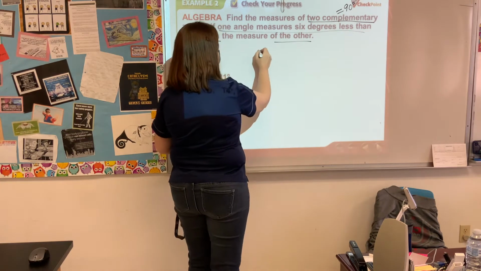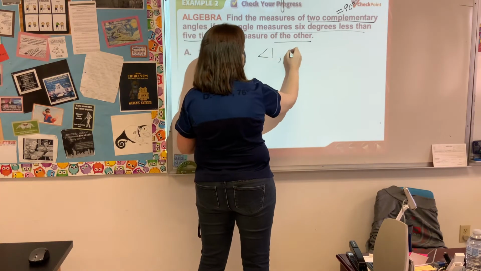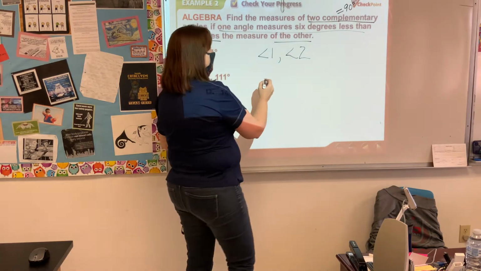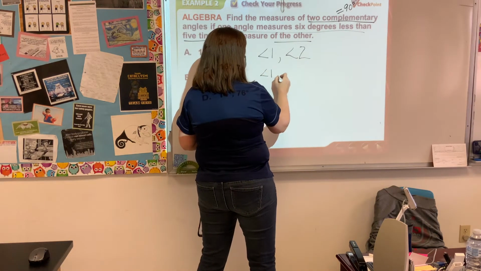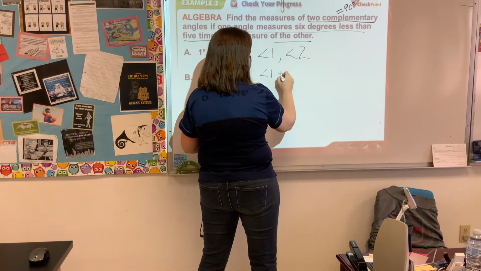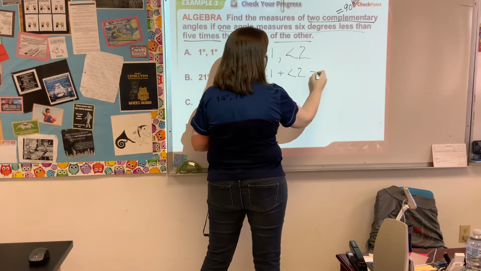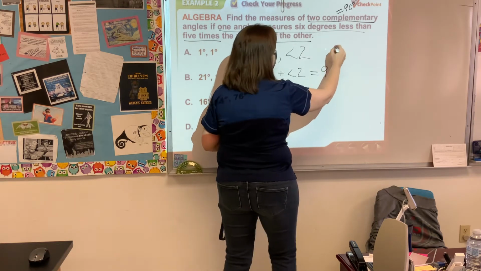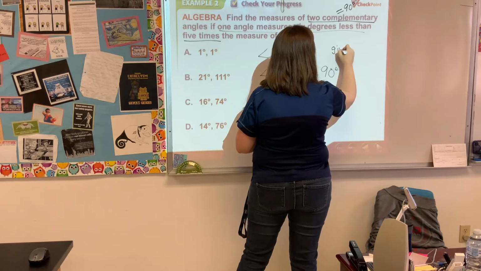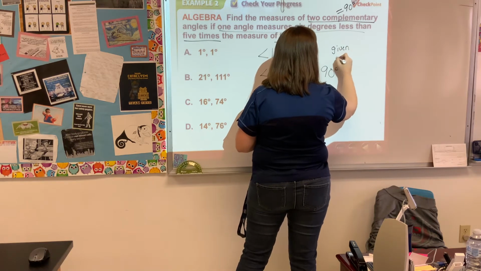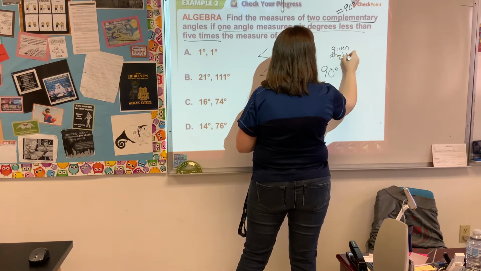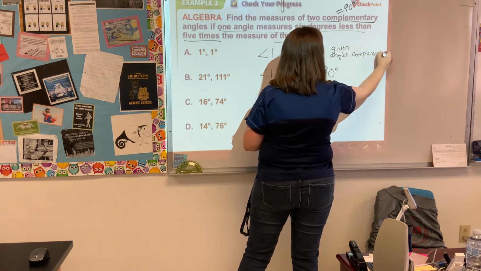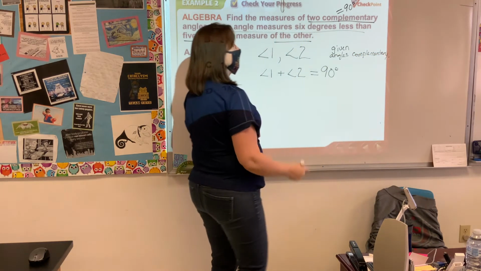Okay, so we have an angle 1 and we have an angle 2, just like we had before. Now, angle 1 plus angle 2 will need to measure a total of 90 degrees. We have that given that the angles are complementary. So they have to add up to the 90 degrees.